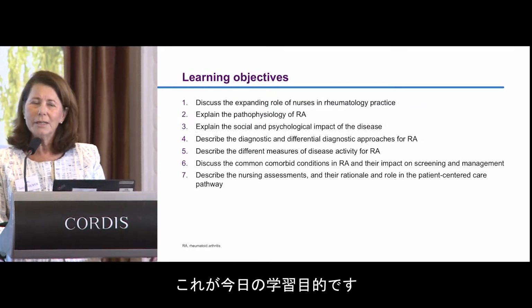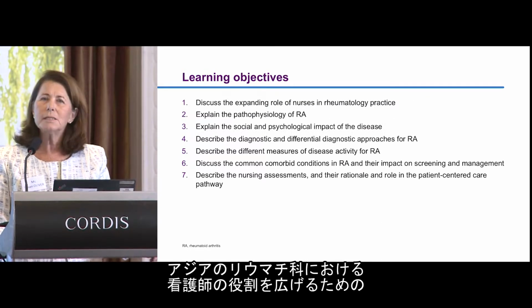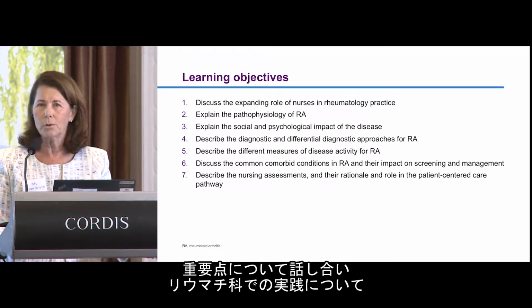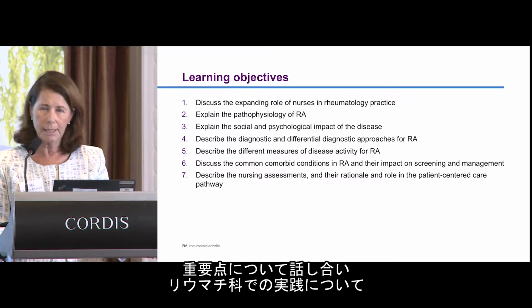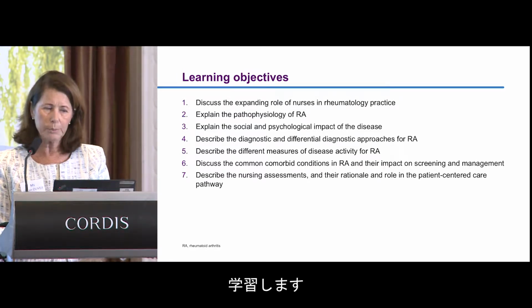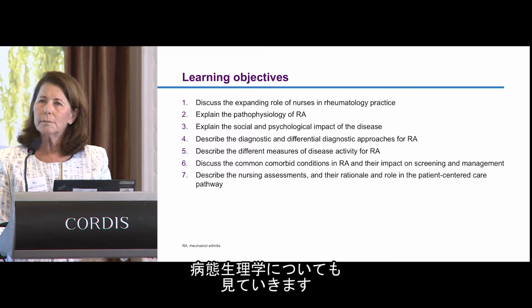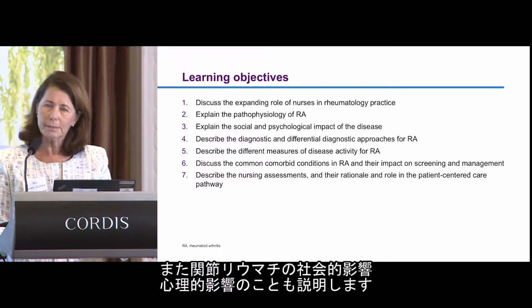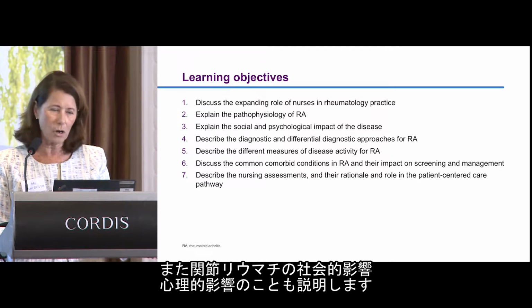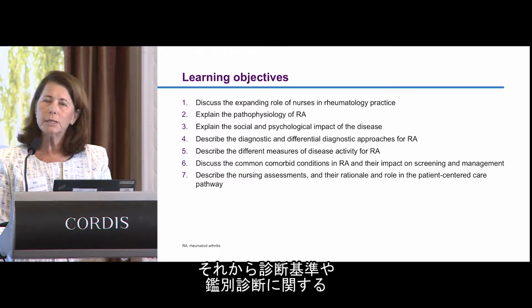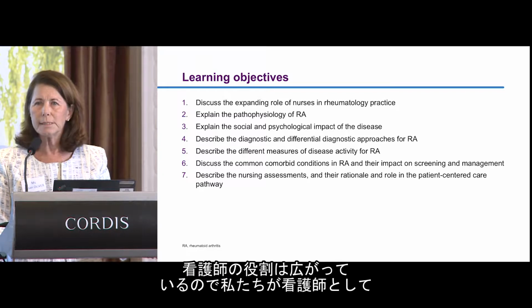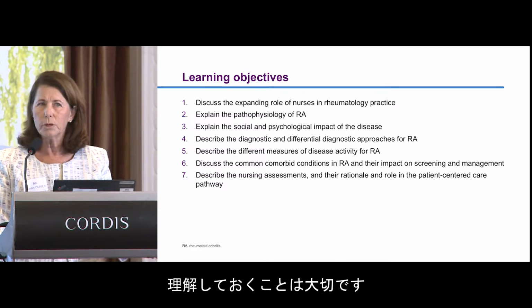And here are our learning objectives for today. We're going to discuss, really, the key thing we're all looking at: expanding the role of nurses in rheumatology in Asia and looking at rheumatology practice. We're going to look at some pathophysiology and explain the social and some of the psychological impacts of RA, and look at some of the issues about diagnostic criteria and differential diagnosis. And that's important for us to understand as nurses as we extend our roles.